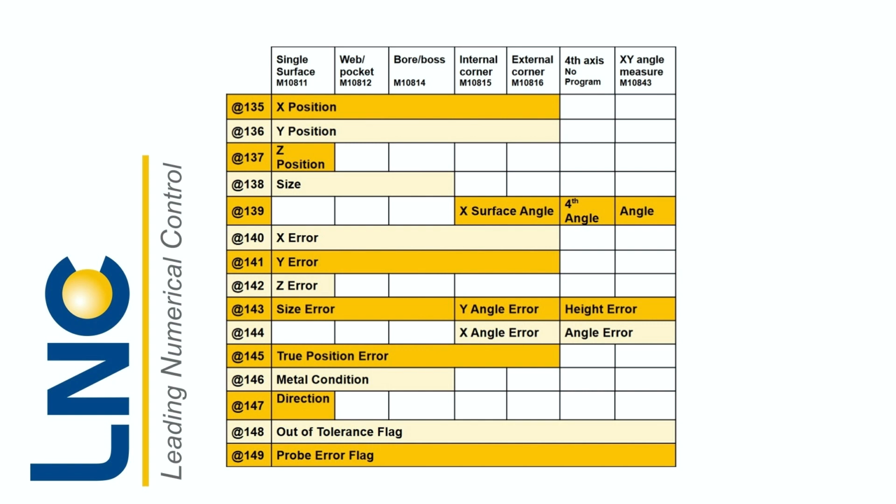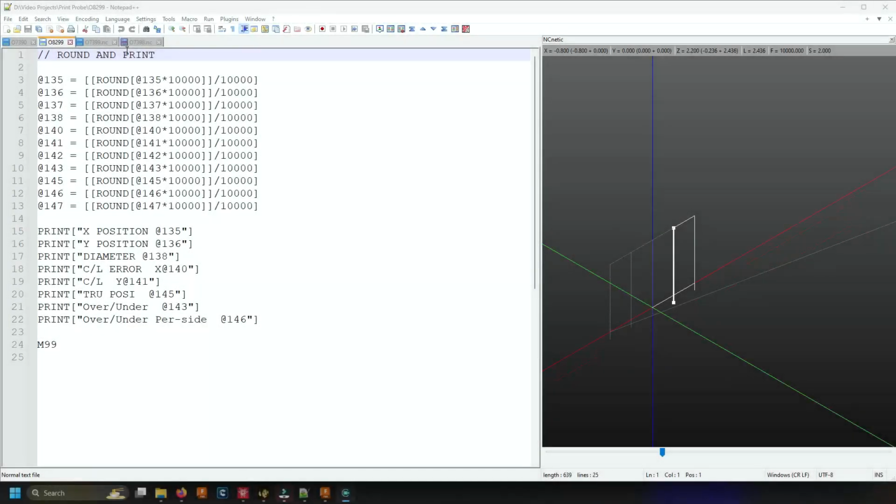For this example, I've gone ahead and written a subprogram O8299 that's going to massage the variables and have the print functions within the subprogram itself. As you can see in this file, we take some of the variables from 135 to 147, we multiply them by 10,000, round the value to a whole number, and then divide by 10,000. This gets rid of the trailing zeros on the variables, which kind of are hard to see sometimes.